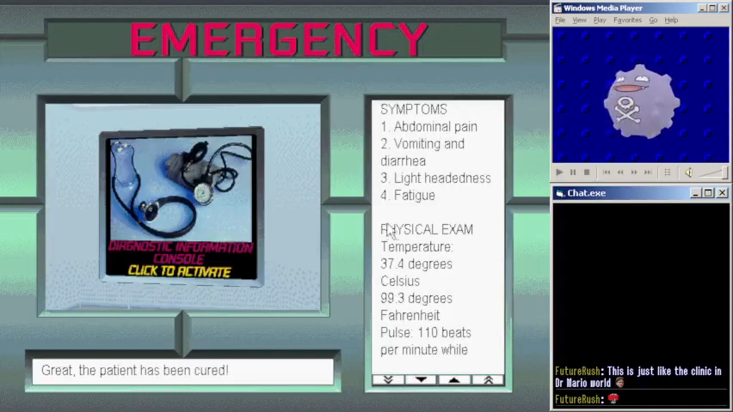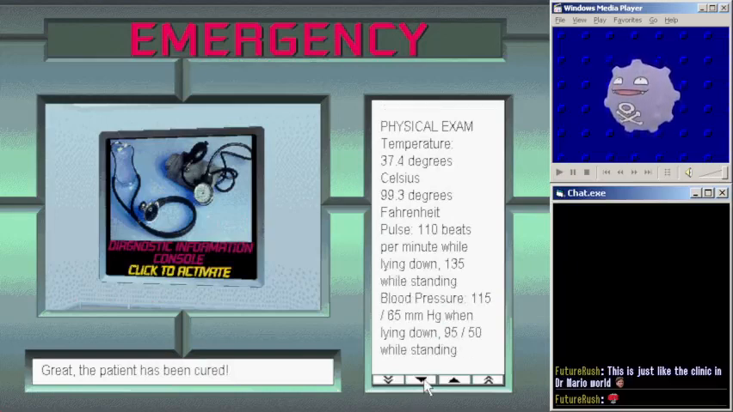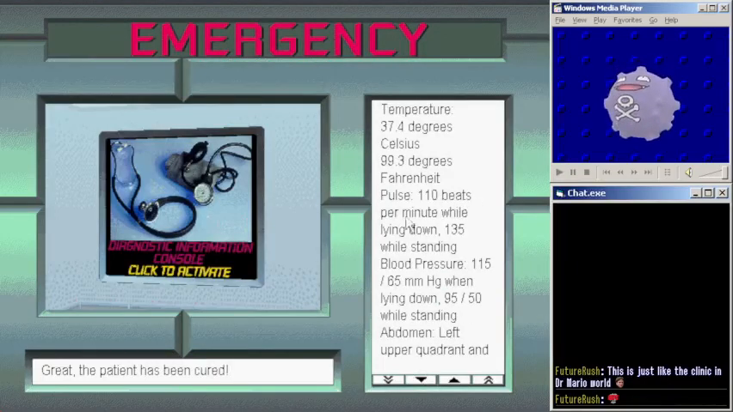Checkered diagnostics just says what we already know. Ooh, 99.3 degrees Fahrenheit. A little high. 110 beats per minute while laying down, 135 while standing. Blood pressure, 115 over 65 laying down, 95 over 50 when standing.